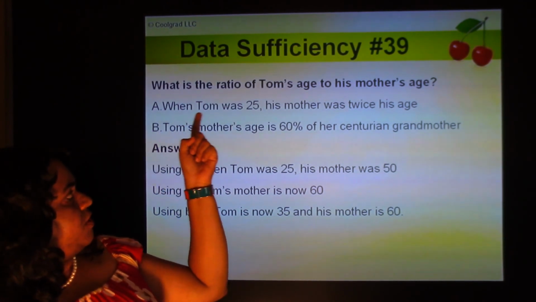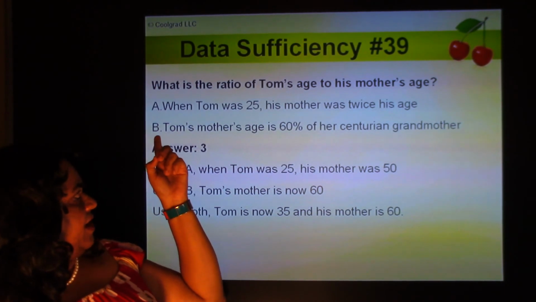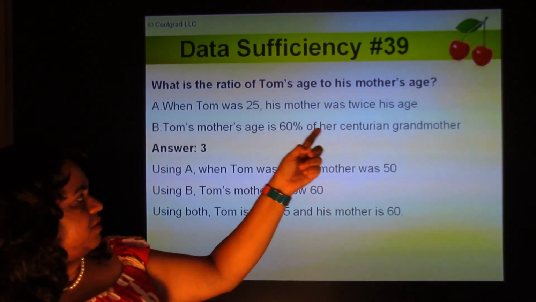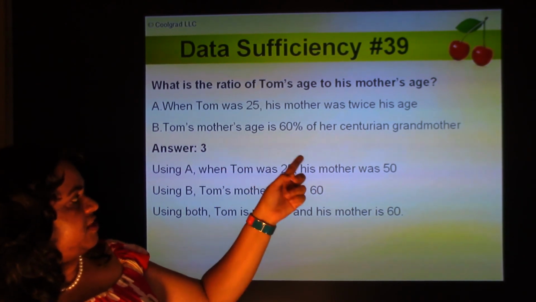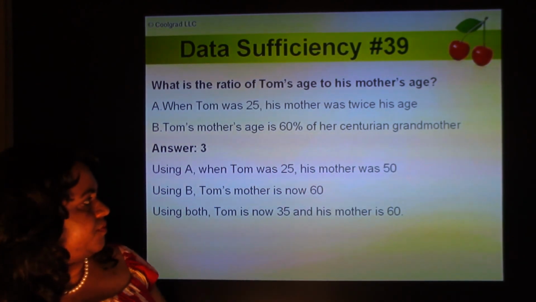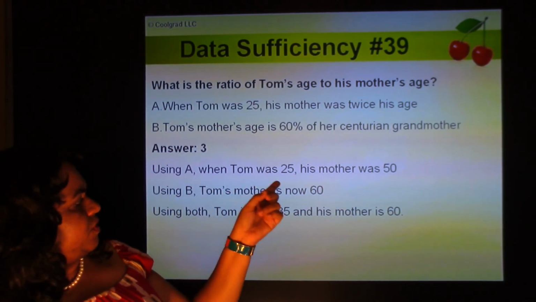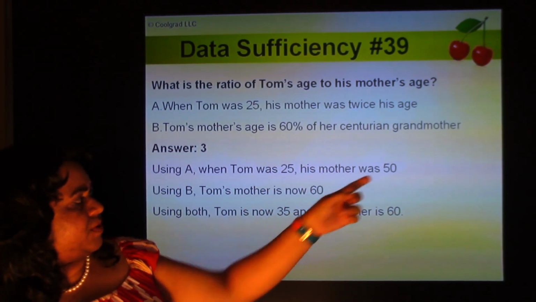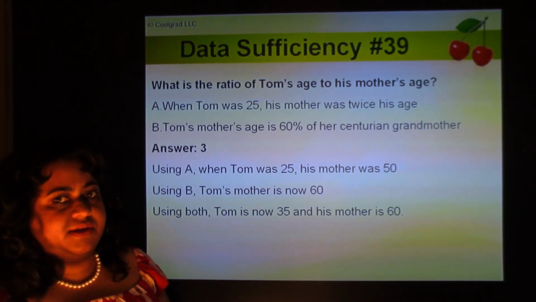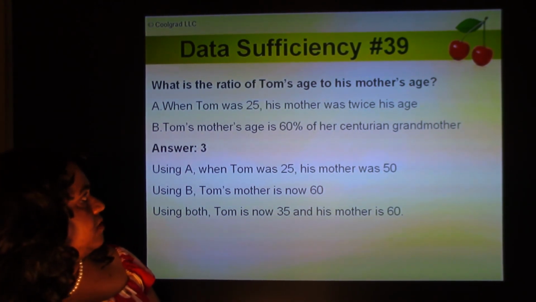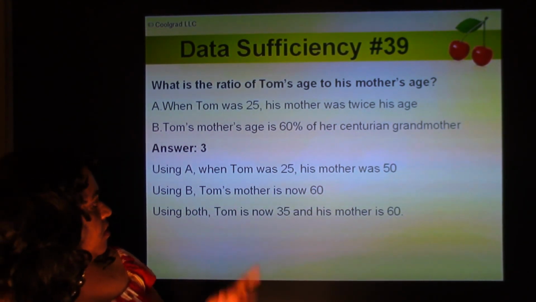Question 39. What is the ratio of Tom's age to his mother's age? Statement A. When Tom was 25, his mother was twice his age. Statement B. Tom's mother's age is 60% of her centurion grandmother's. So using A, when Tom was 25, his mother was 50. So we don't know currently how old he is, right? So currently we don't know how old either of them is.